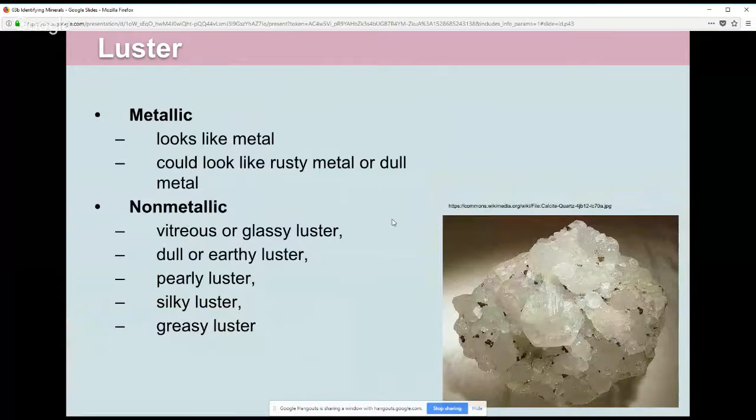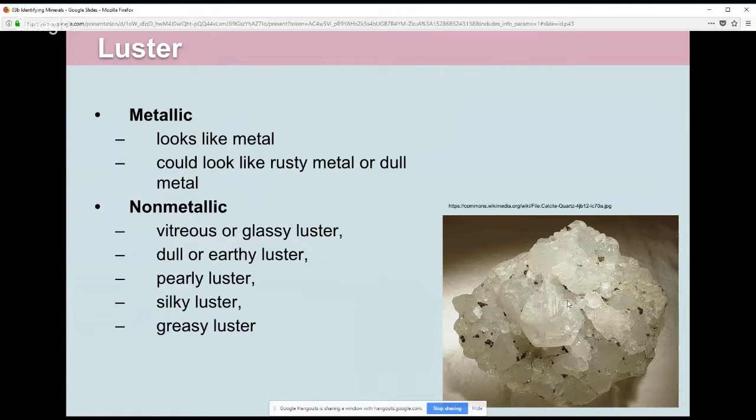Luster is a little bit better of an indicator of the type of mineral that you're dealing with. The first major split that we do is metallic versus non-metallic. Does it look like a piece of metal? If so, we call that a metallic luster. And if it doesn't look like metal, and I'm not saying shiny, because there's lots of non-metallic lusters that are shiny, but if it does not look like metal, then we call that non-metallic.